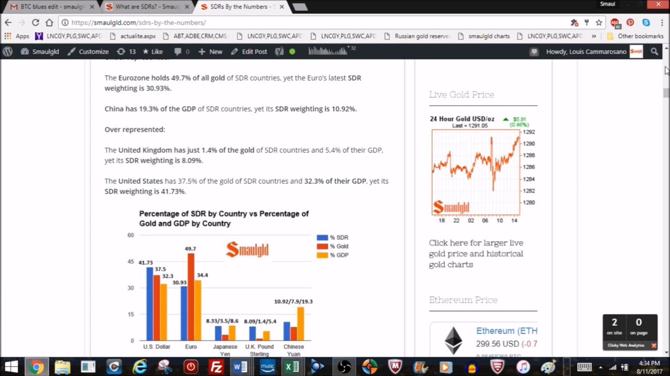Now, here's the kicker. The United Kingdom has just 1.4% of the gold and only 5.4% of the GDP. Somehow they've got 8% of the SDR, so they're definitely punching above their weight. Now, the US has 37% of the gold, 32% of the GDP, but they've got that 41% SDR. So the United States and the UK basically are getting a bigger portion of the SDR pie than they actually have in terms of GDP or gold.